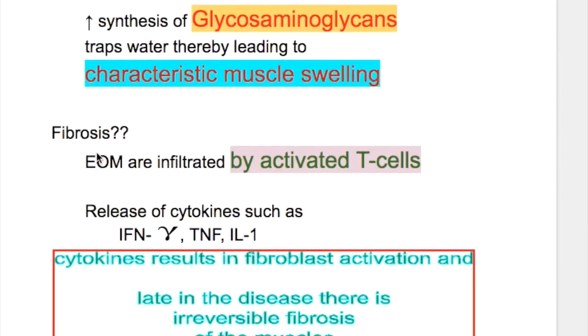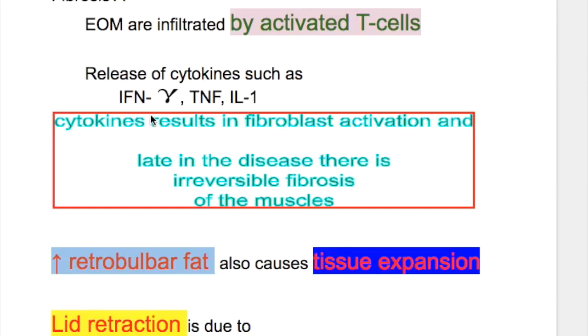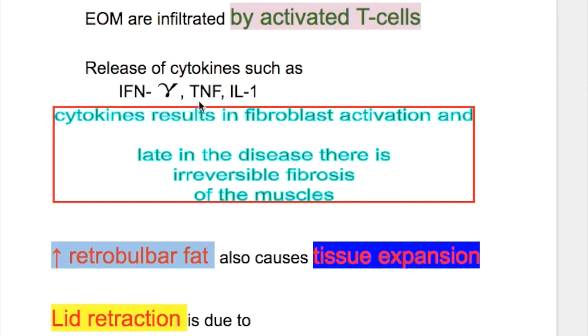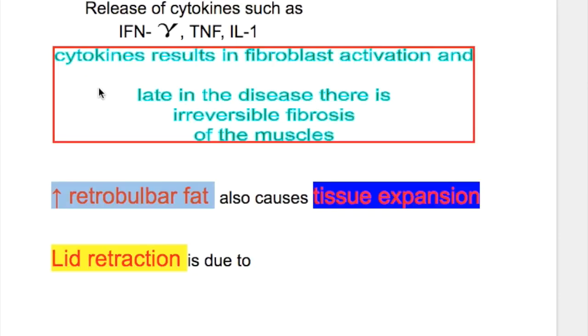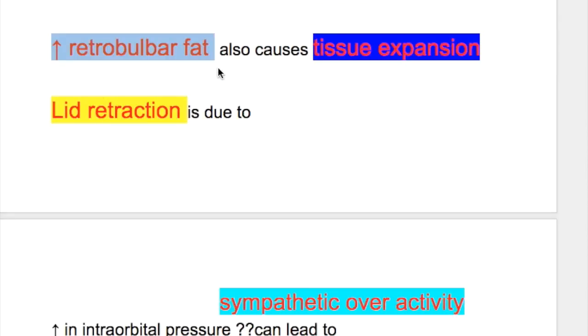And why does fibrosis occur? Extraocular muscles are infiltrated by activated T cells. Release of cytokines such as interferon gamma, TNF, and interleukin-1 results in fibroblast activation, and late in the disease there is irreversible fibrosis of the muscles. Increased retrobulbar fat also causes tissue expansion.